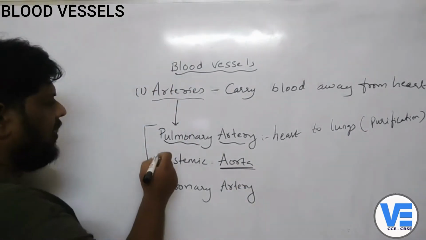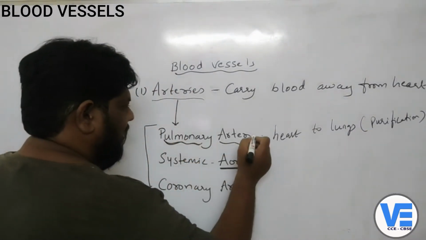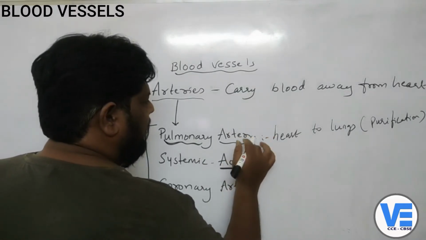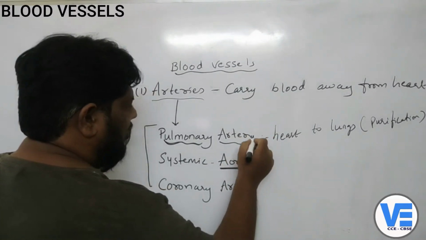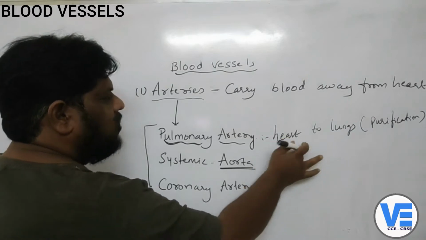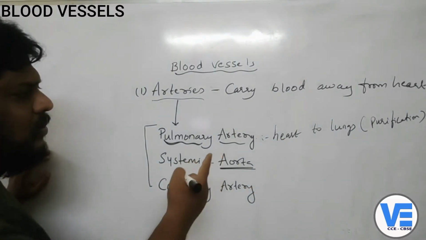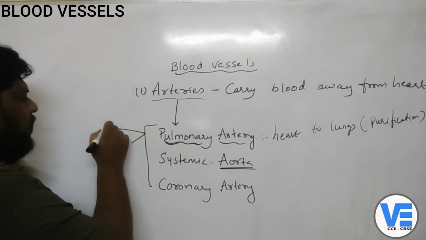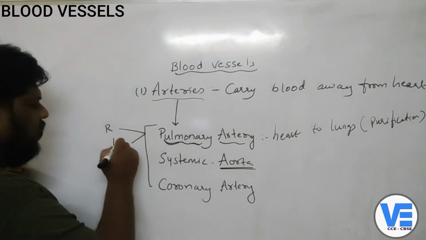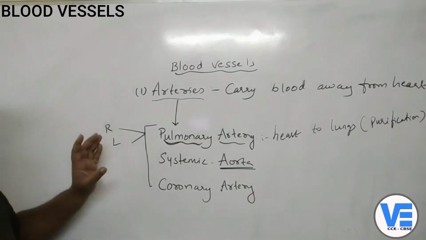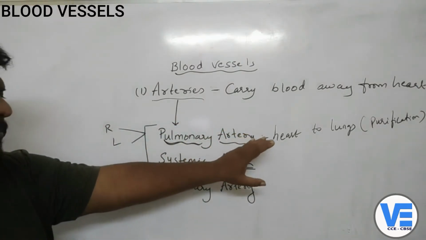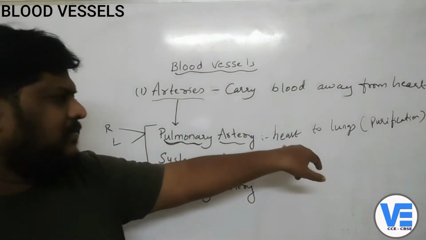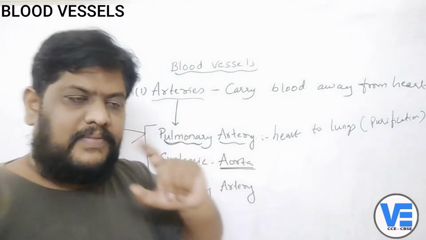So that's the reason why the blood is carried from the heart to the lungs for purification. The pulmonary artery is the one which carries the blood from the heart to the lungs. Now this pulmonary artery will divide into two, so that one part can go into the right lung and one can go into the left lung. That's why we say pulmonary arteries. This is the first thing.